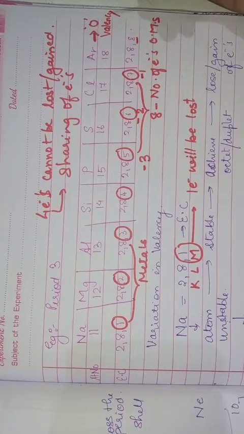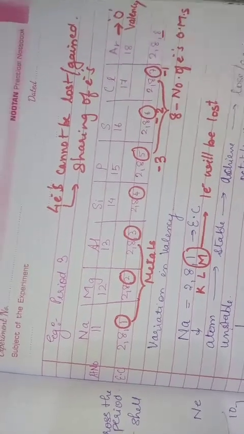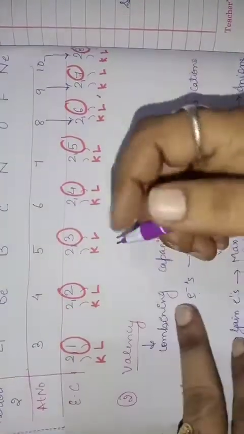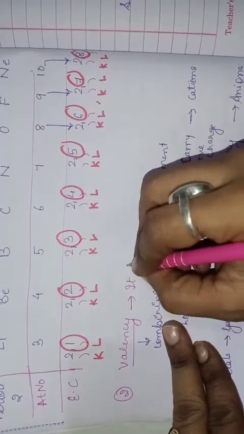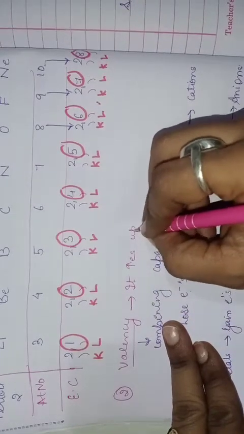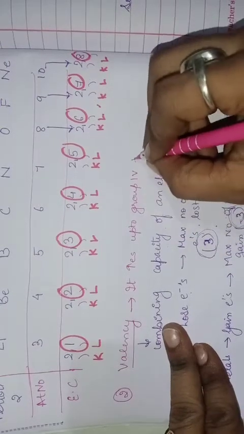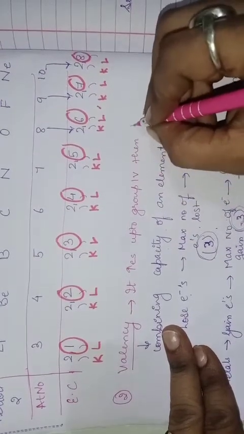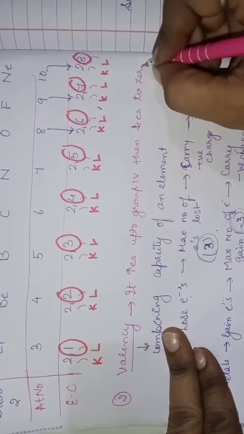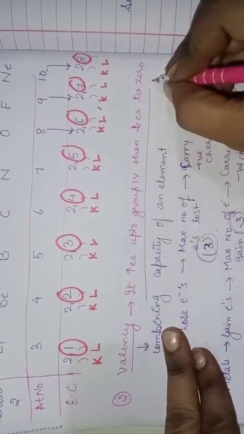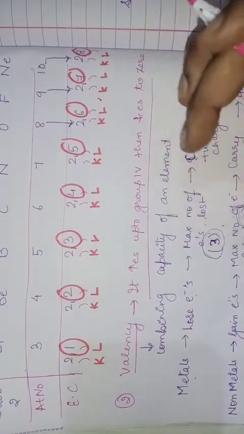Are you getting it, children? So here what we are discussing is variation in valency. So what is the variation in the valency? The variation in the valency is that it increases up to group 4 and then decreases to 0. This is the variation that is seen in the valency, children. I hope that you are able to understand.